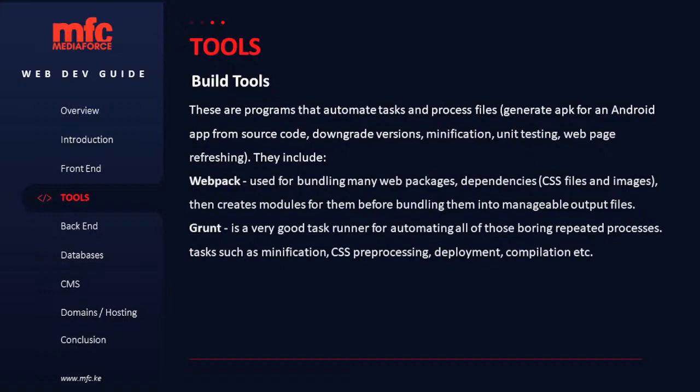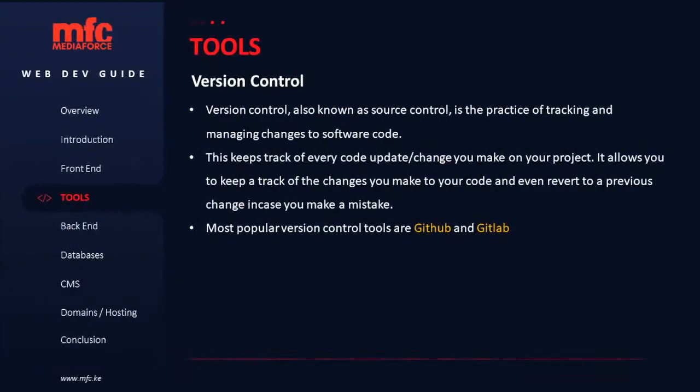Let us look now at version control. We mentioned pushing projects to an online repository, and that is the work of these version control tools, because they help you track and manage the changes on your software code or application. Every time you update or make a change to your project, you're able to keep track of the kind of changes you made, and you're able to revert to a previous change in case you made a mistake.